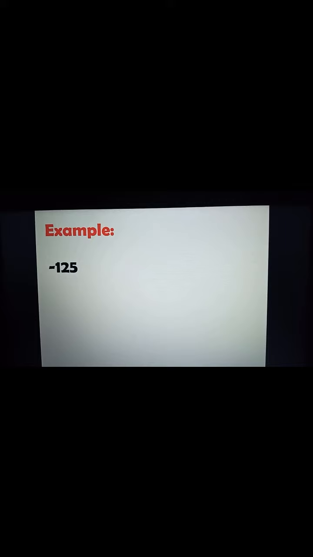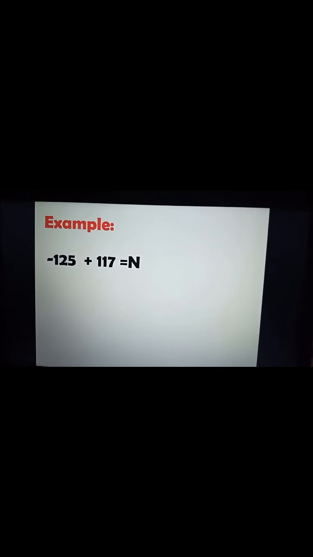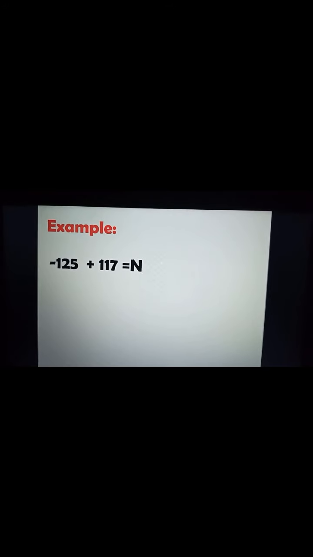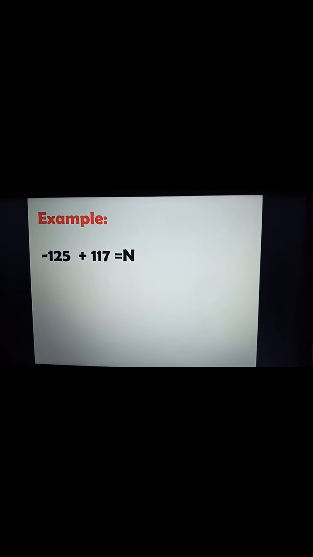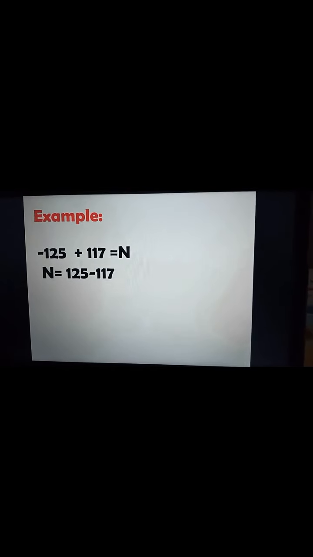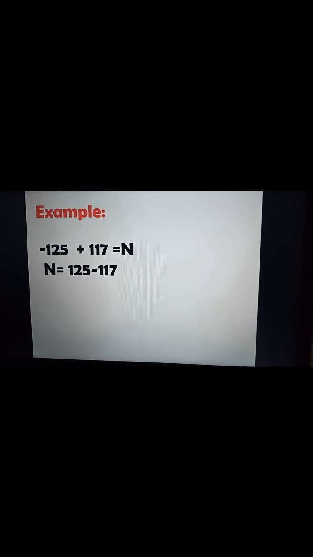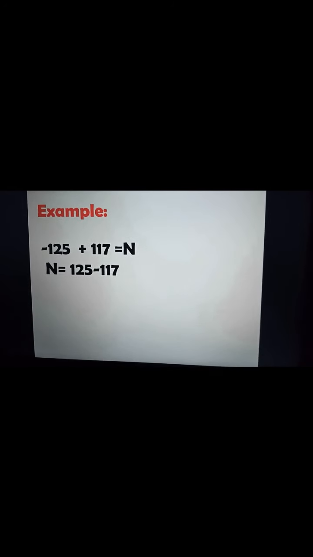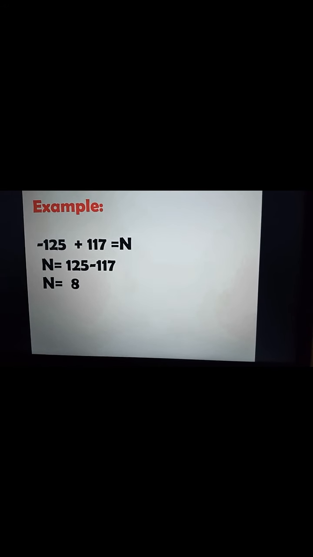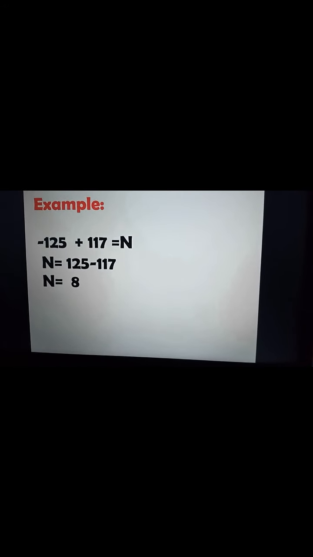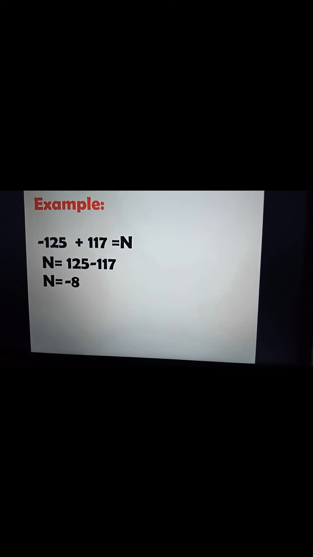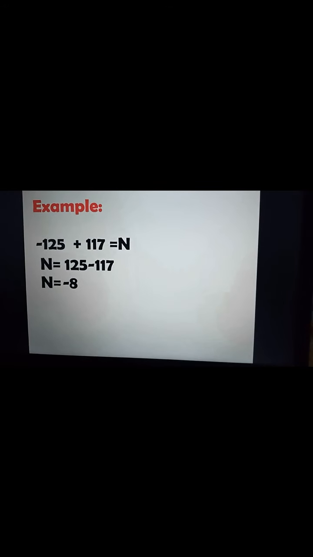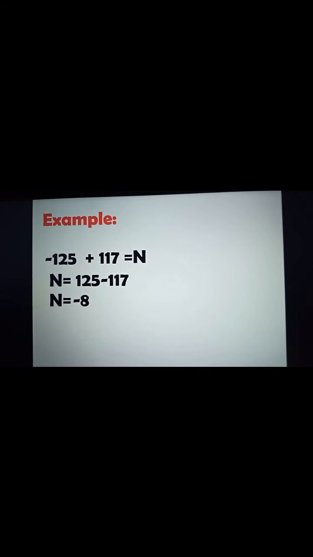Example, negative 125 plus negative 117 is equal to n. As stated in the rule, we find their absolute values and subtract the smaller number from the bigger number. The absolute values of negative 125 and negative 117 are 125 and 117. Then we get 125 minus 117. The answer is 8. Then we attach the sign, which is negative. The final answer will be negative 8. It seems you already understand adding integers.